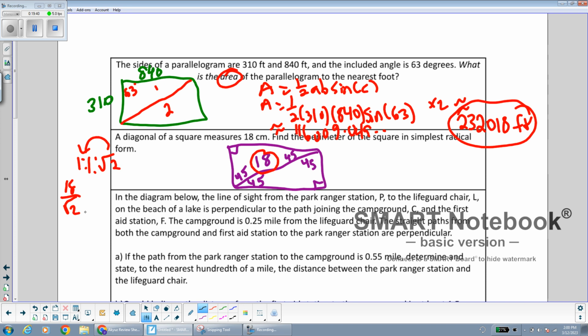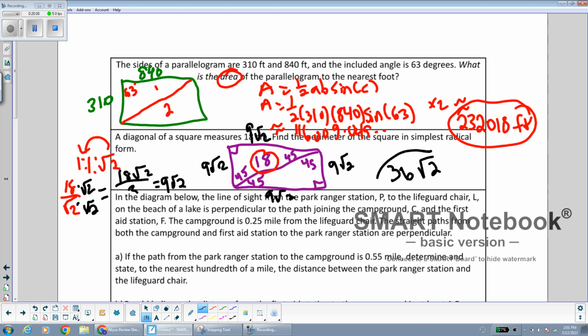We can't leave a radical in the denominator, so we're going to rationalize it by multiplying top and bottom by radical 2. So we have 18 radical 2 over 2. 18 and 2 divide evenly, so that's 9 radical 2. So 9 radical 2, four times. So that would be 36 radical 2 for the entire perimeter.